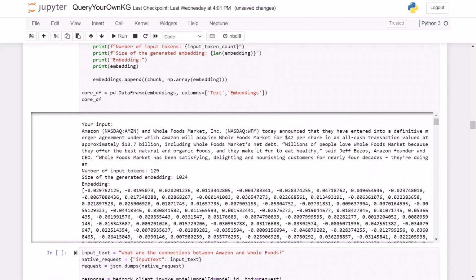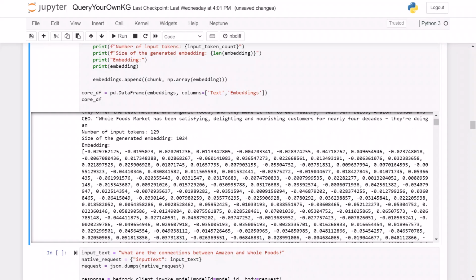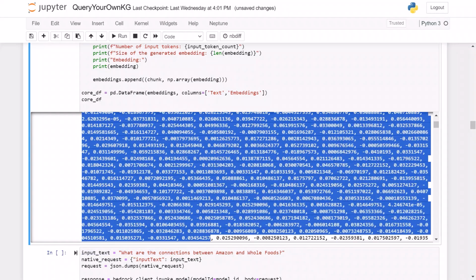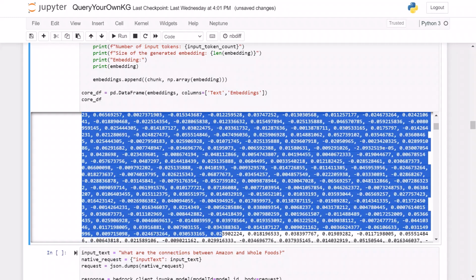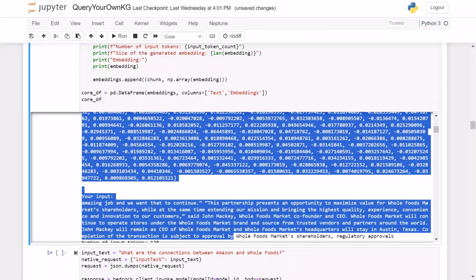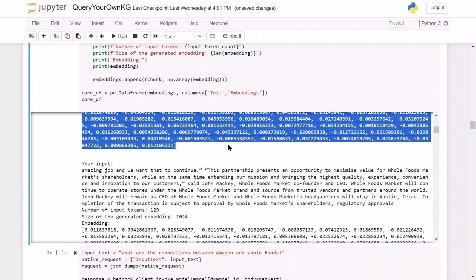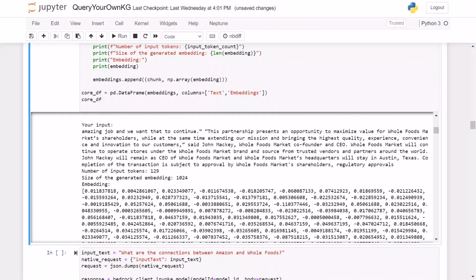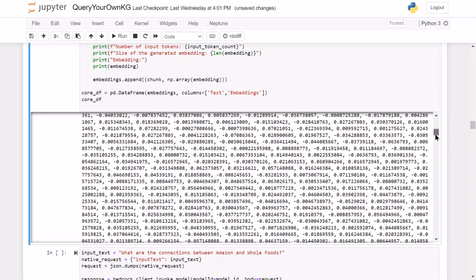For instance, the first chunk ended up being 129 tokens. The size of the embedding was 1024, which is the output of the model. These are a bunch of numbers that represent essentially the semantic meaning of that chunk of text in a way that can be understood by the machine model. And then we continue this for each one of these chunks.